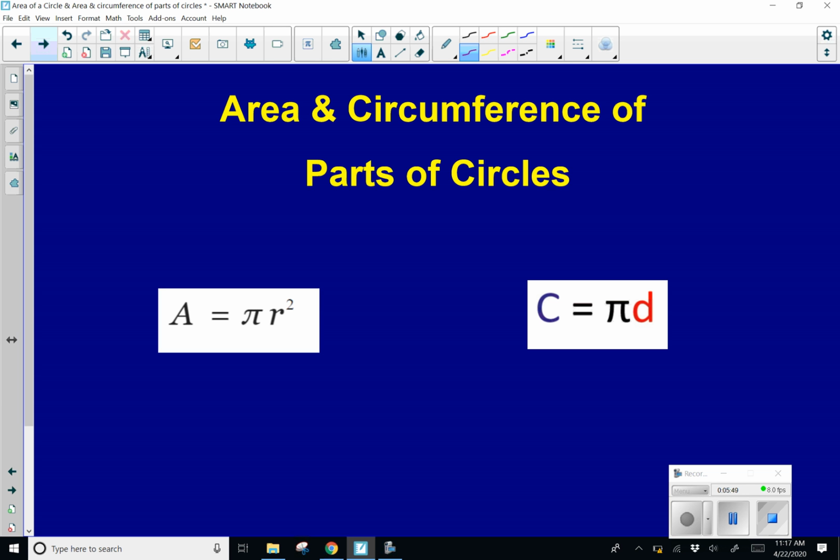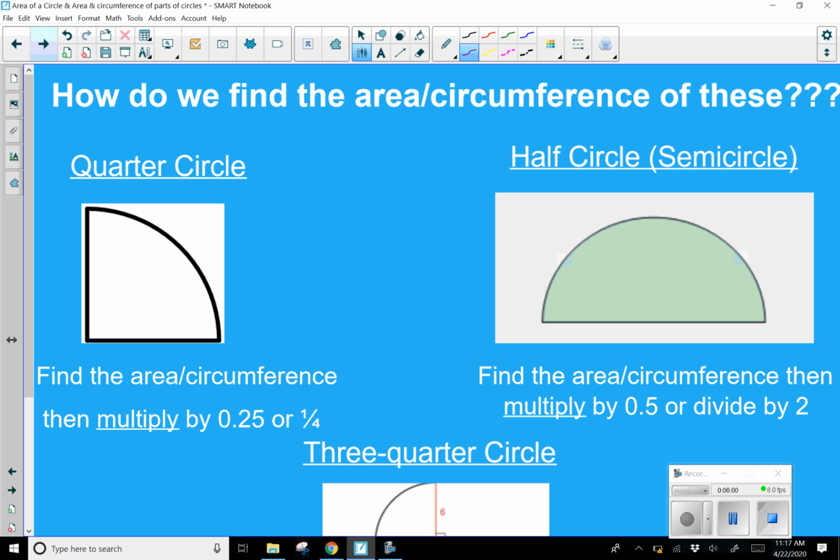Okay, let's talk about area and circumference of parts of circles. I have your two formulas here: A equals pi r squared and circumference equals pi times diameter. So really all you're doing is following the same steps that you have been for finding area and circumference.